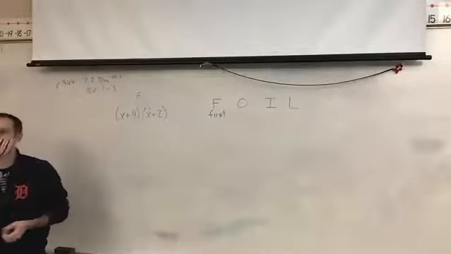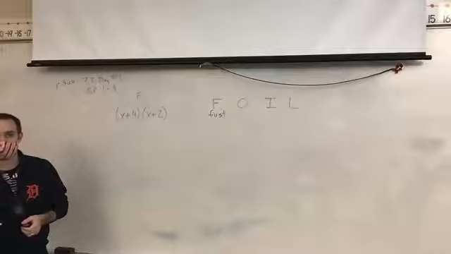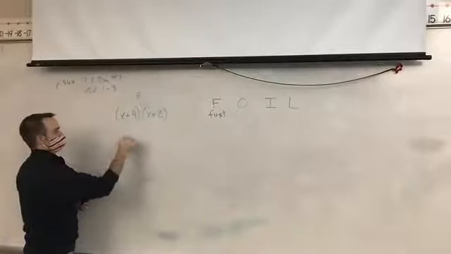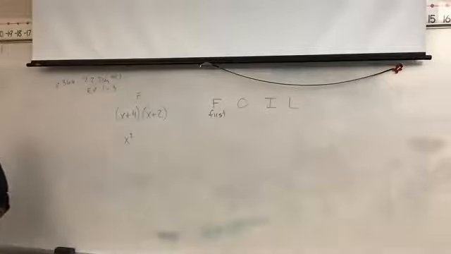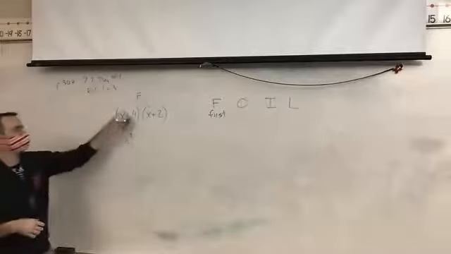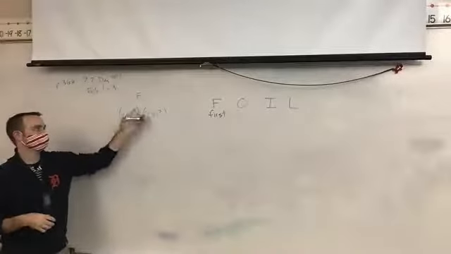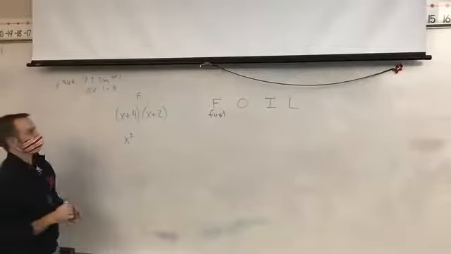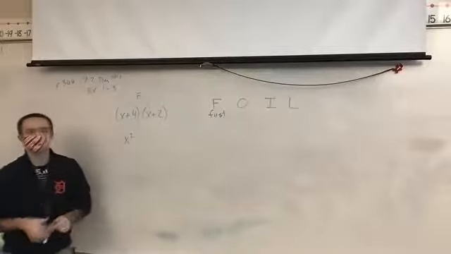What is x times x? 2x. X to the second. Somebody said it. X to the second, not 2x. That would be if I was adding x plus x, it would be 2x. But if I'm multiplying, I have to add those exponents like we just talked about, right? X times x, add the exponents, x squared. All right, that's the F.